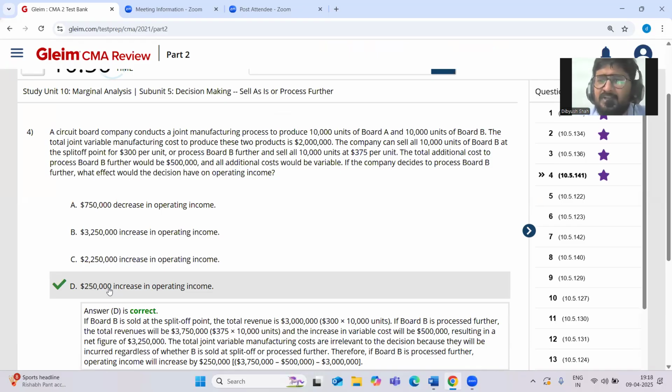The concept of sell or process further is we will always sell at split off or process further depending on incremental profit. And incremental profit is incremental revenue minus incremental cost. We never go backwards to the sunk cost, the joint cost. We ignore that.